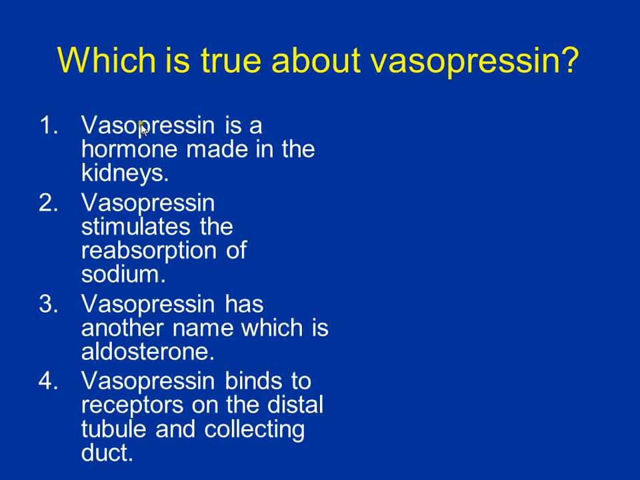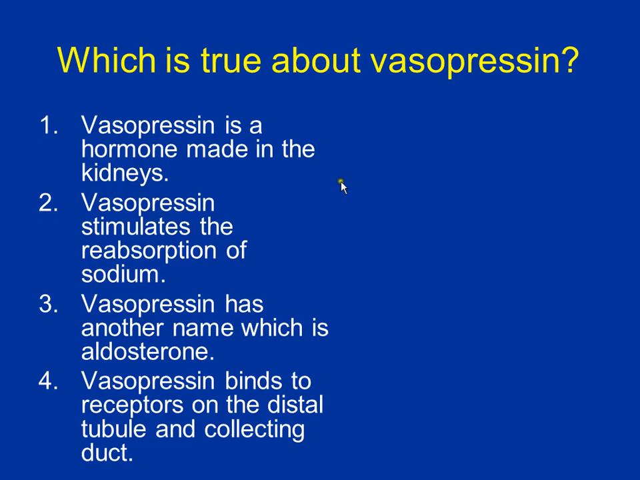How about number 1? Vasopressin is a hormone made in the kidneys. No. It works on the kidneys, but it's made where? Hypothalamus. Number 2, vasopressin stimulates the reabsorption of sodium. No. Vasopressin stimulates the reabsorption of water.